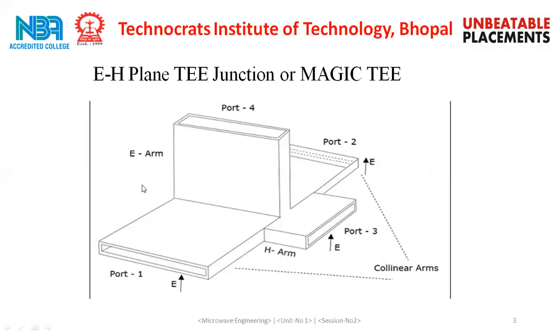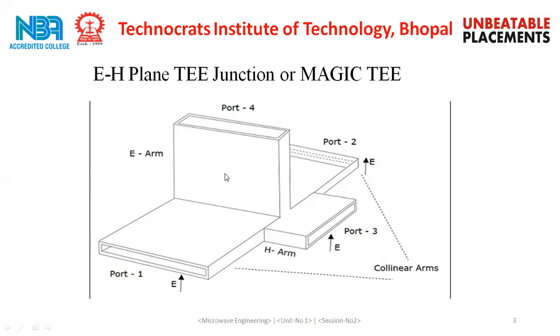So this is a 4-port junction, students. This is the main waveguide. Port 1 and port 2 are forming the main waveguide. We have attached an auxiliary guide to the wider dimension of the main waveguide, which is known as the H arm. Likewise, we have attached an auxiliary guide to the broader dimension of the main waveguide, which is known as the E arm. For the H arm, we are preparing a port 3, and for the E arm, a port 4. Hence, it will be a 4-port junction.